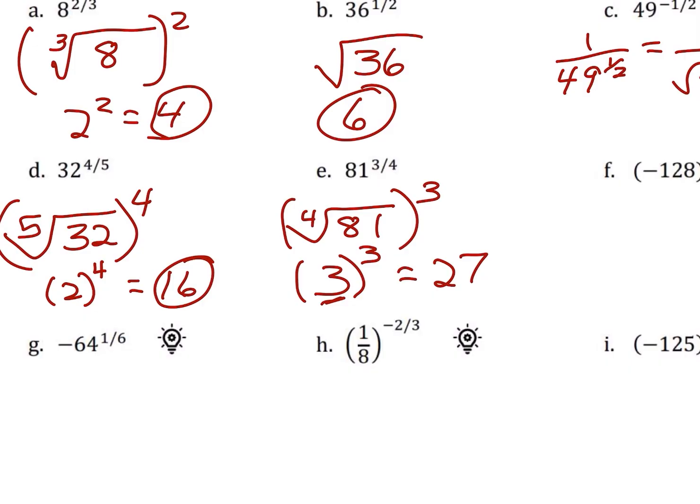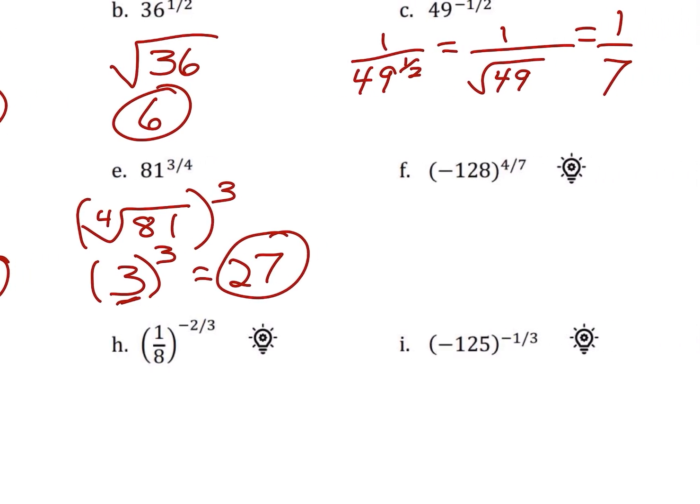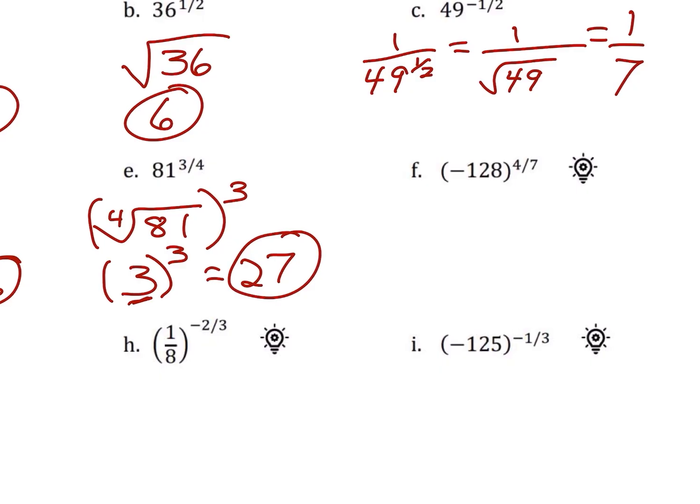And so our final answer is 3 to the 3rd, or 27. And that's it. All right, let's look at the next one. Notice in F, it is not a negative exponent, so we don't put it over a fraction line. It's just the 7th root of a negative 128. Then we're going to take that number and raise it to the 4th.